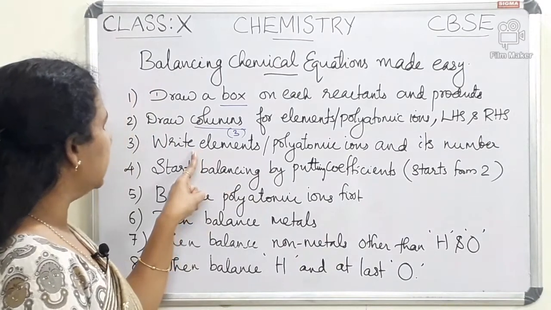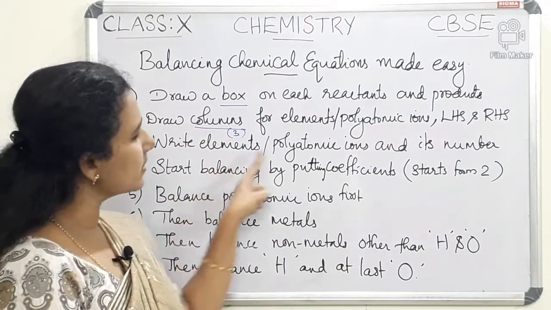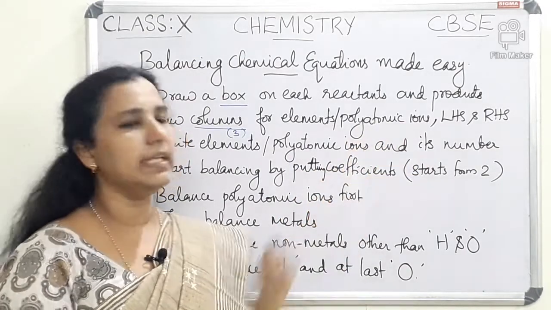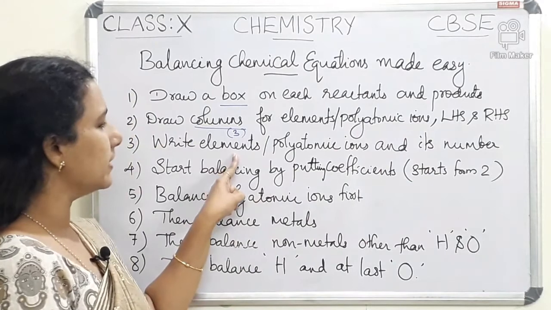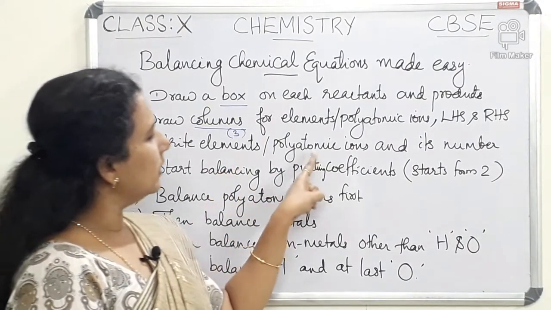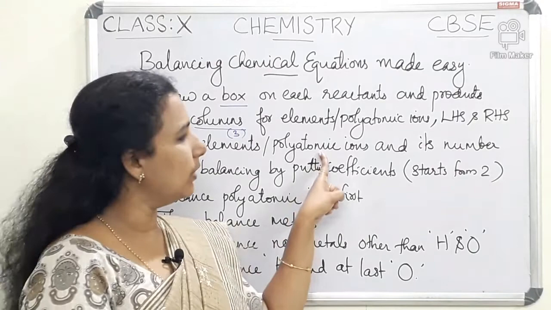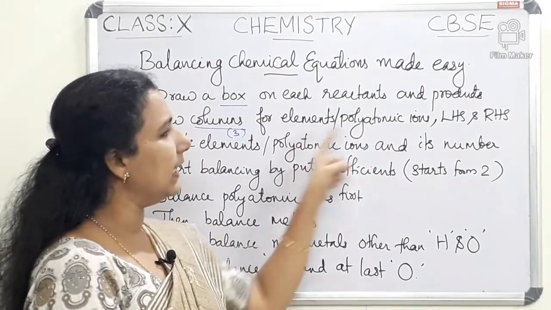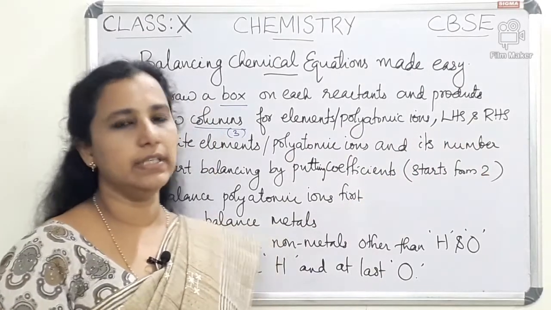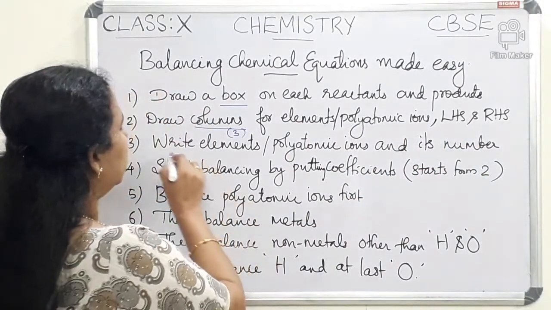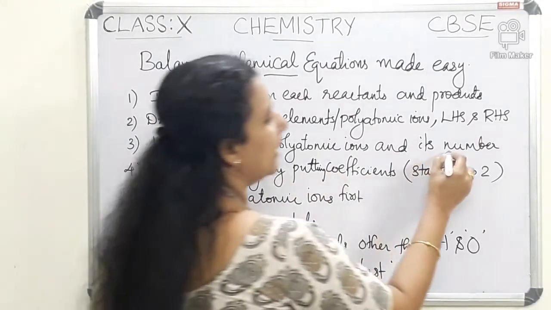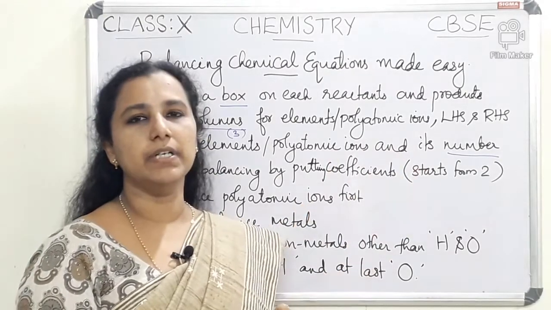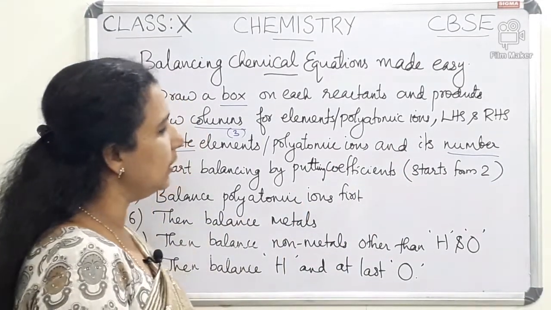Then the third point is write elements or polyatomic ions and their number. After writing the three headings, you have to write the elements in each column. If there are polyatomic ions, you can write the polyatomic ion and its number. The number of atoms present in the LHS and RHS is to be written in those columns.